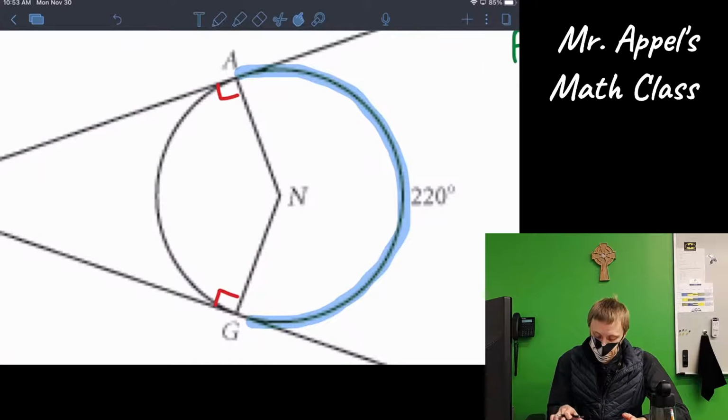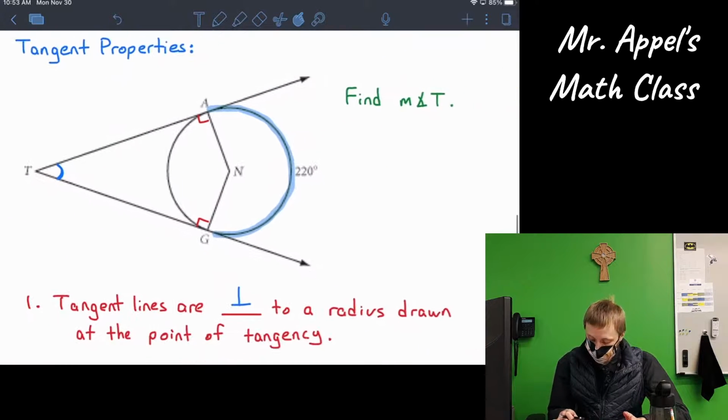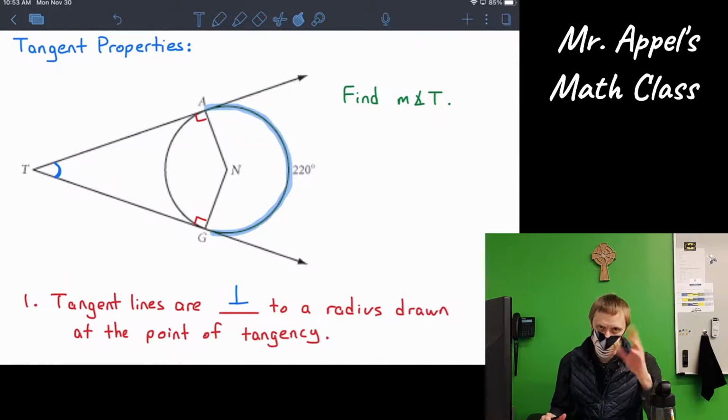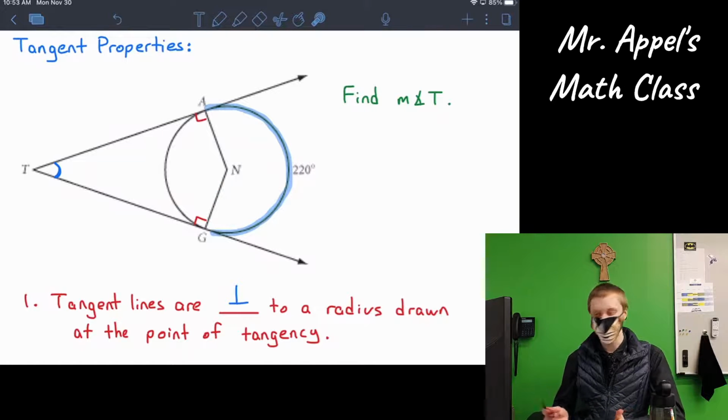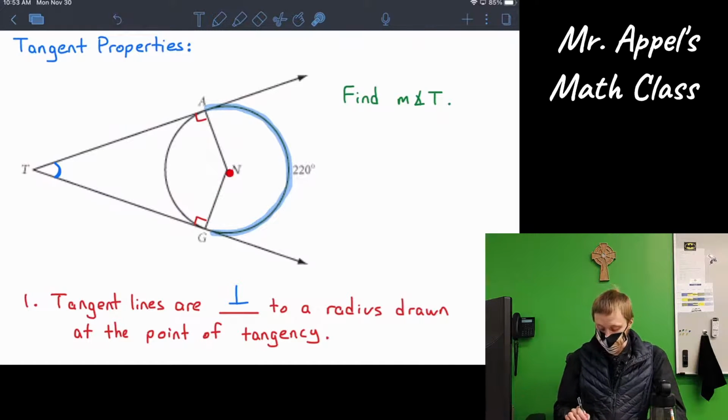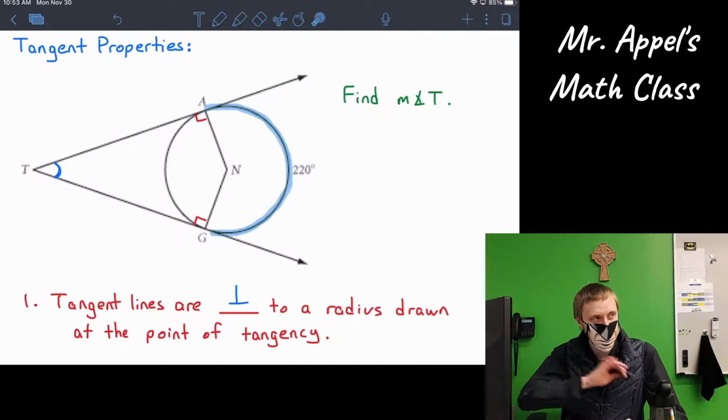Turns out that is always true. We'll save exploring and proving that for next semester, all right? But yes, tangent lines are always perpendicular to the radius drawn at the point of tangency, right? So if the radius comes out and it hits the tangent line right where it intersects the circle, that will always make a perfect 90-degree angle.